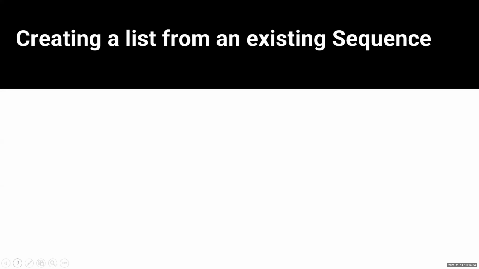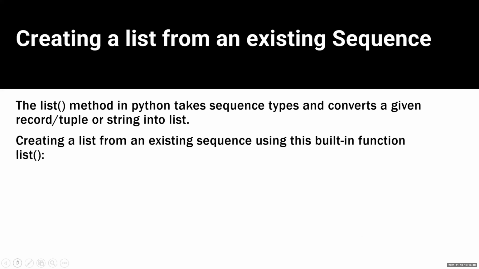And creating a list from an existing sequence. The list method in Python takes a sequence type and converts a given record, tuple or string into a list, creating a list from an existing sequence using the built-in function list.